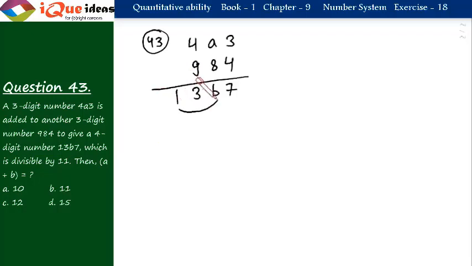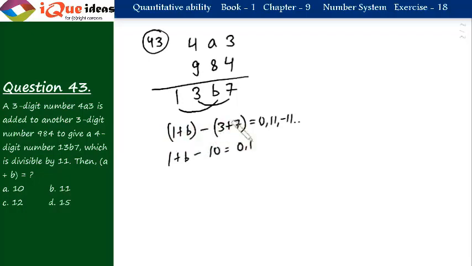So let's first find the value of B. How do we do that? We add the digits 1 plus B and 3 plus 7. So (1 plus B) minus (3 plus 7) should be either 0 or divisible by 11 or minus 11. Right? So it is 1 plus B minus 10, which is either 0 or 11 or minus 11 and so on. So B minus 9 has to be either 0 or 11 or minus 11 and so on.